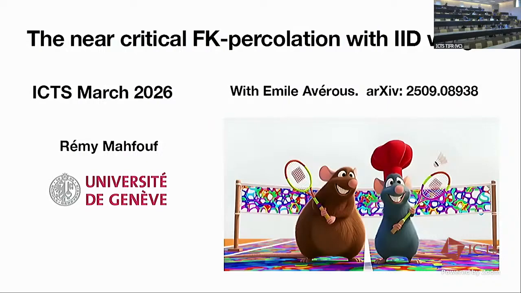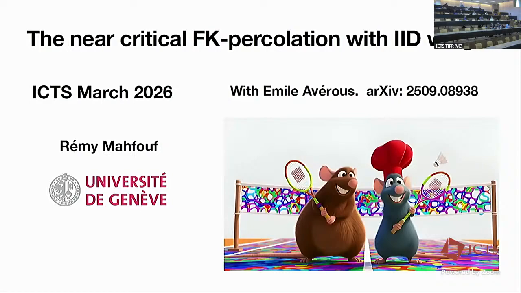So today I will talk about something in the middle of two of the mini courses you saw last week. You saw a mini course by Ioan Manolescu about the FK percolation model. And I will try to discuss a bit of this FK percolation model in random environments, and what happens if I first sample my environment randomly, and then look at an FK percolation model in that random environment.